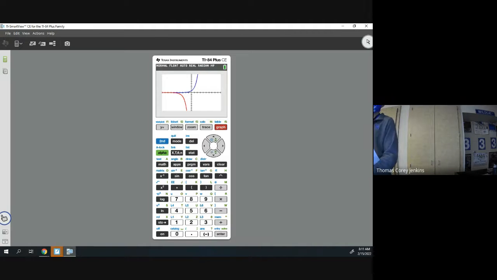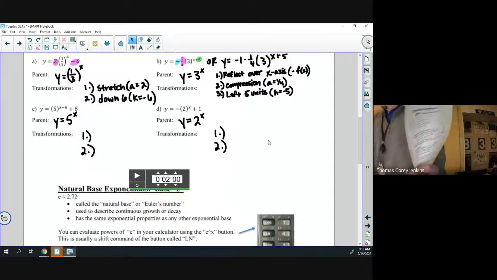We also said that it's going to be shifted left 5. It clearly looks to be shifted to the left, which is a little bit tougher to tell with the reflection there. And then we also said that it is a vertical compression. That's the hardest thing to tell visually, but while it's not a perfect way to check your answer, it at least gives you some validation that your answer is correct.